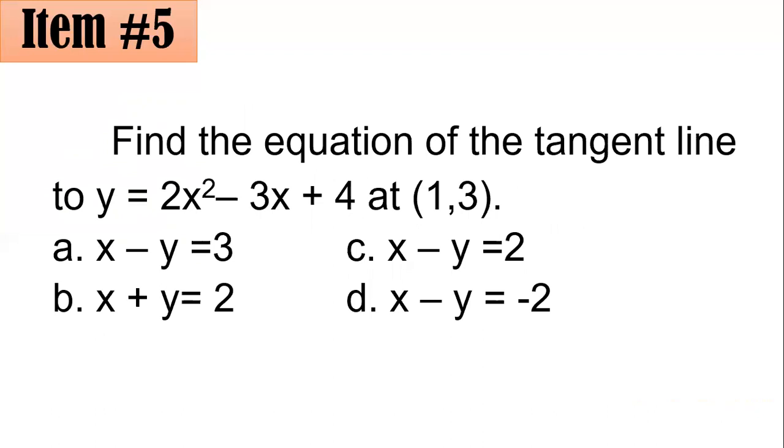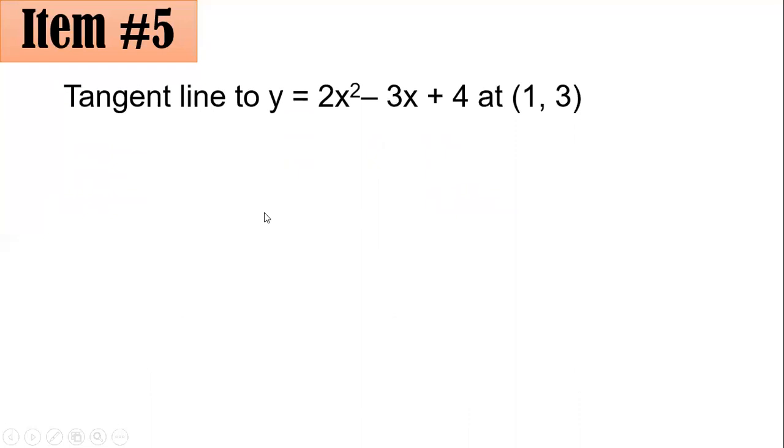Find the equation of the tangent line to y equals 2x squared minus 3x plus 4 at the point (1, 3). Is it x minus y equals 3, x plus y equals 2, x minus y equals 2, or x minus y equals negative 2? To get the equation of your tangent line, all you have to do first is to get the derivative of your function. But it's important to note that the indicated point should really be part of your graph. If you substitute 1 here, 2 times 1 squared minus 3 plus 4 gives you 3. That's why (1, 3) is part of this graph.